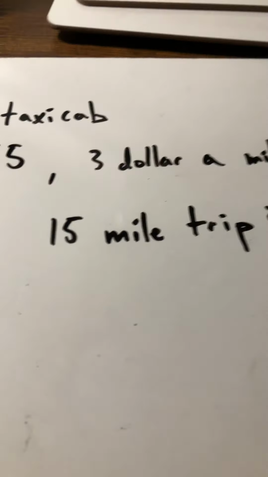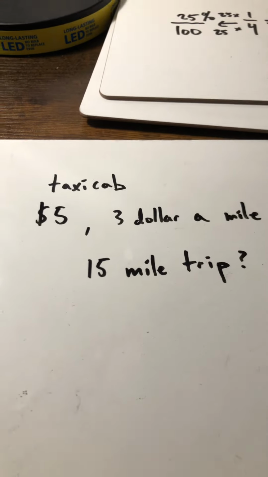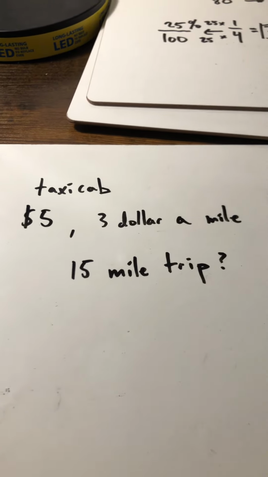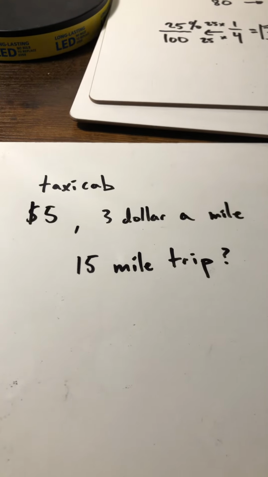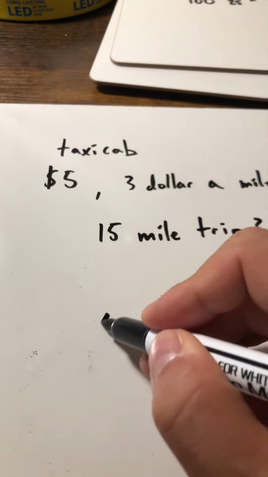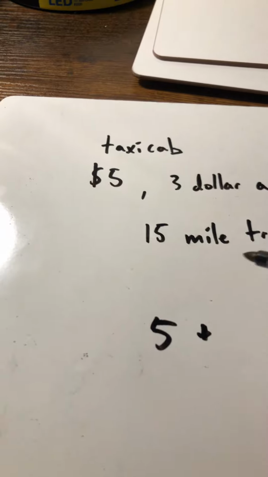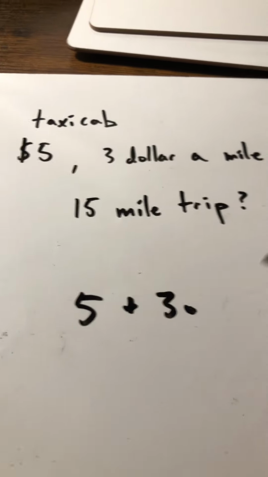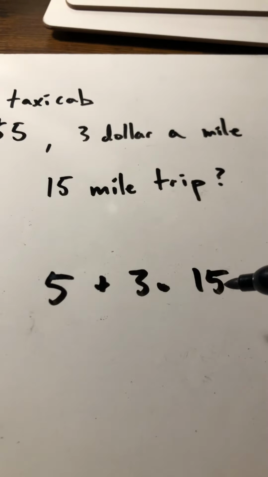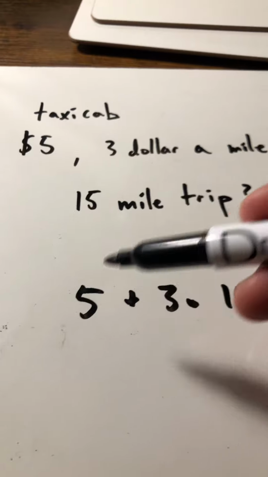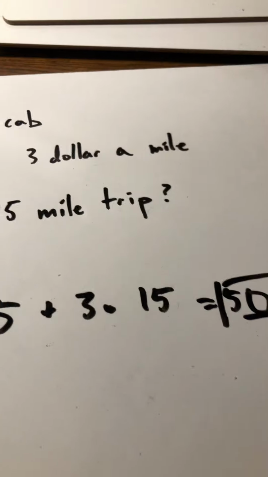Final question is, the taxi cab has a flat fee of $5 and it costs $3 a mile. A 15-mile trip, therefore, is going to cost your base amount 5 plus $3 times a mile times 15 miles. 3 times 15 is 45 plus 5 equals 50. So it'll cost $50.